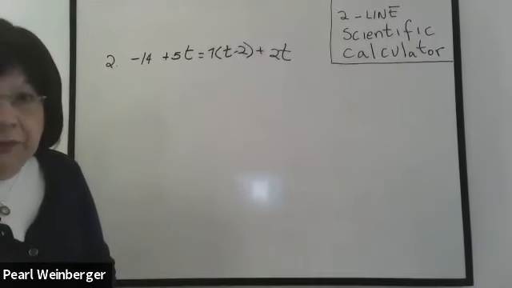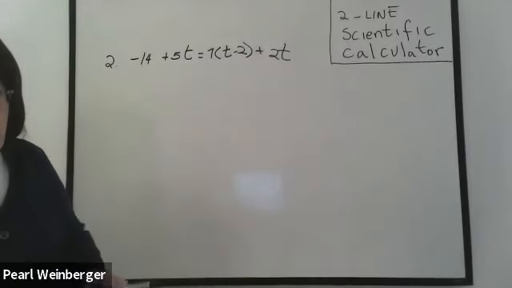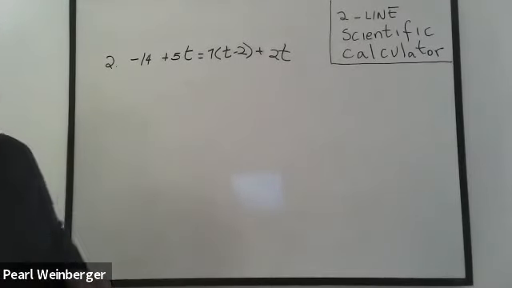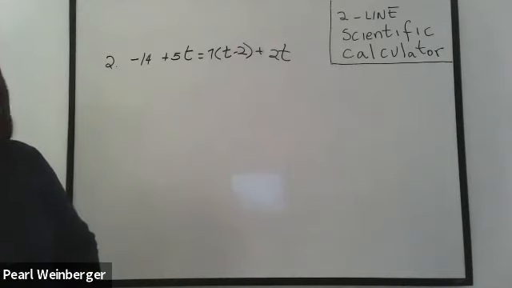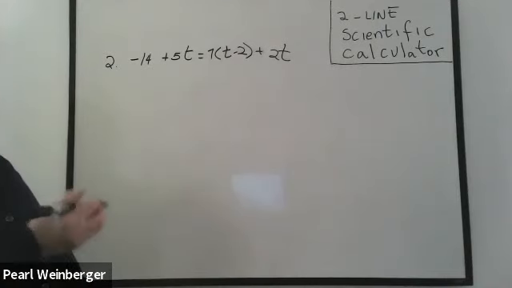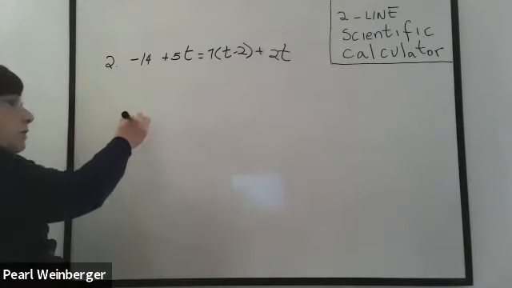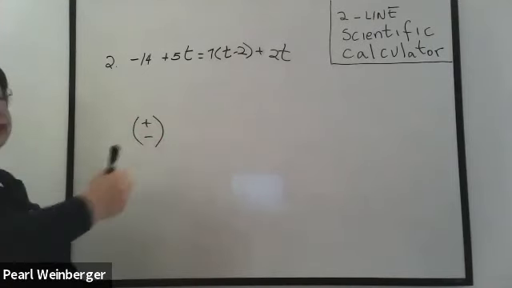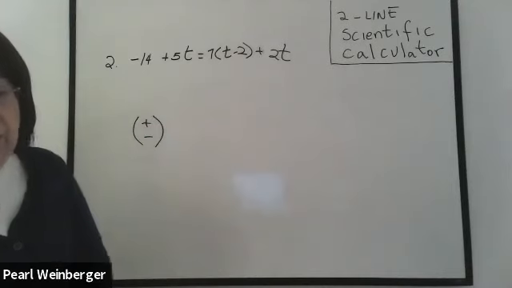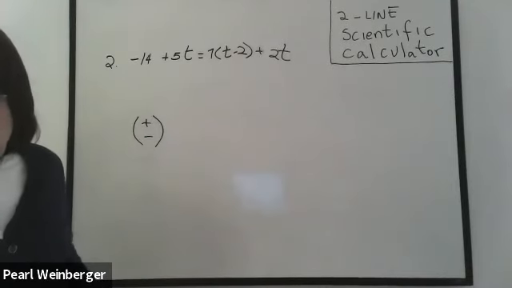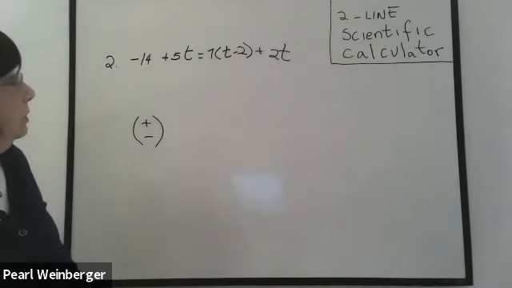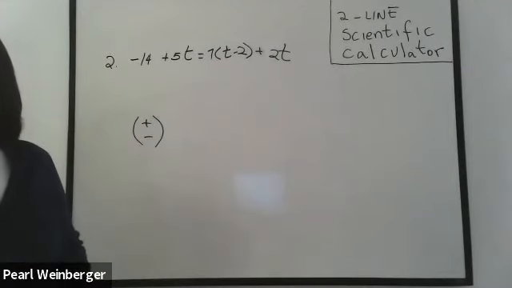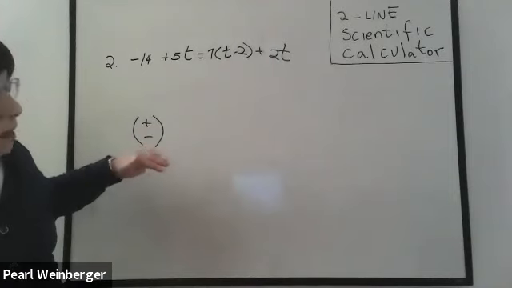Now, what can we expect the calculator to do? Well, first of all, a scientific calculator has a button, most of them looking something like this, which is a positive and negative button. In other words, you can put in positive numbers, you can put in negative numbers. So that is number 1.